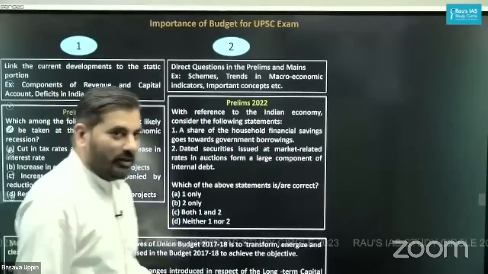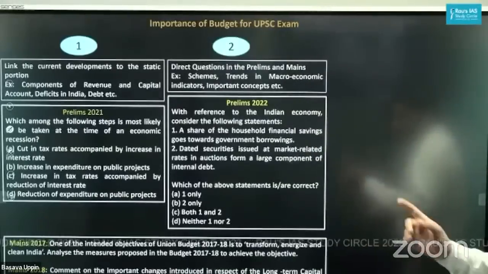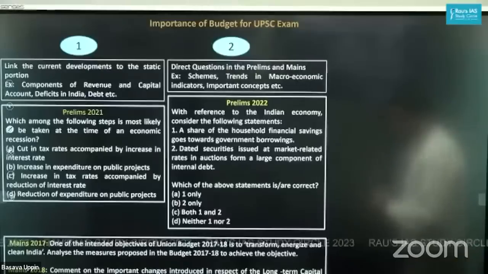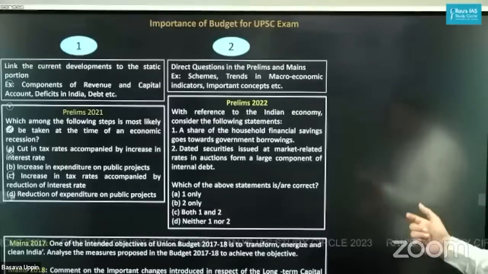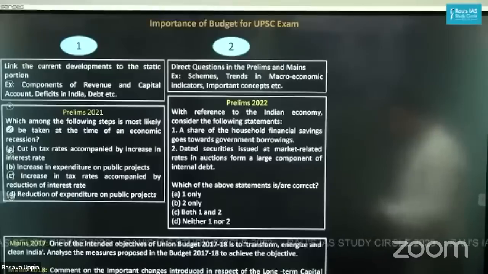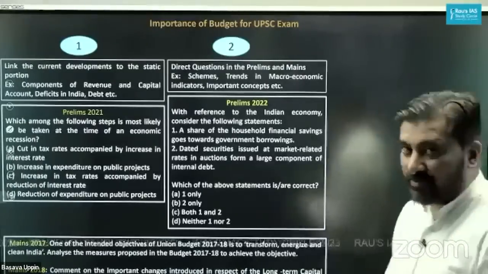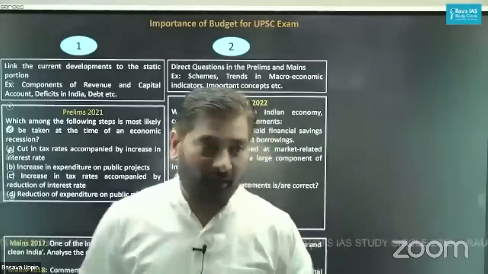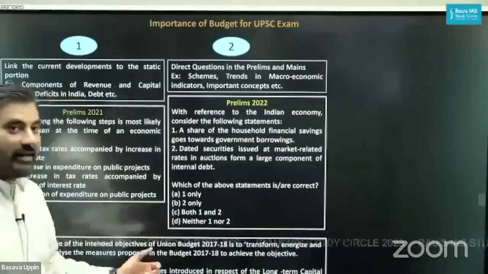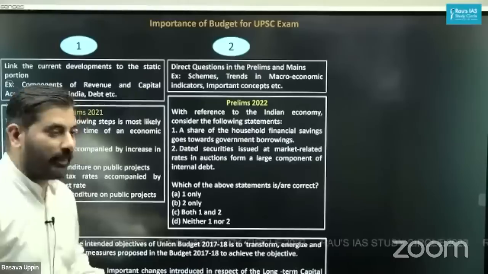Okay, then in UPSC mains, you can see there are two questions which are asked. Mains 2017, there was a direct question with respect to the theme of the Union Budget 2017-18, which is with respect to transform, energize, and clean India. Apart from that, in mains 2018, a direct question related to the important changes which the finance minister had introduced with respect to the long-term capital gains tax and dividend distribution tax. Direct question from the budget.